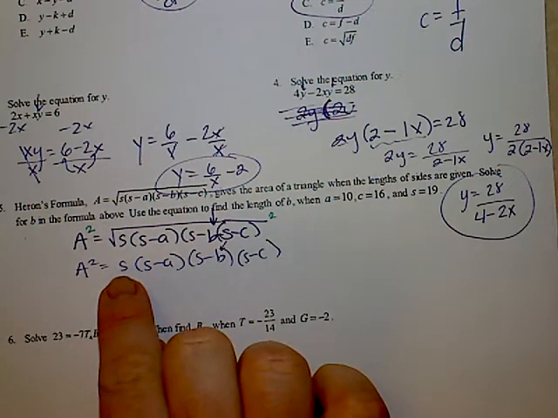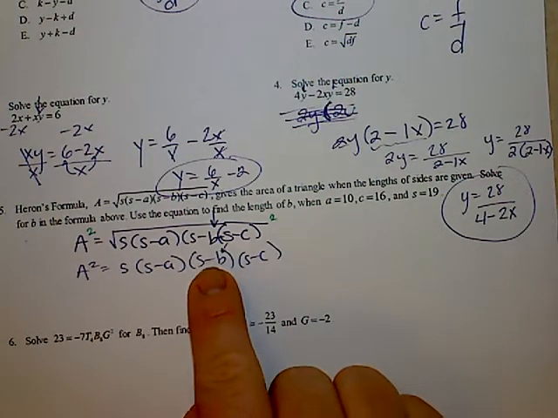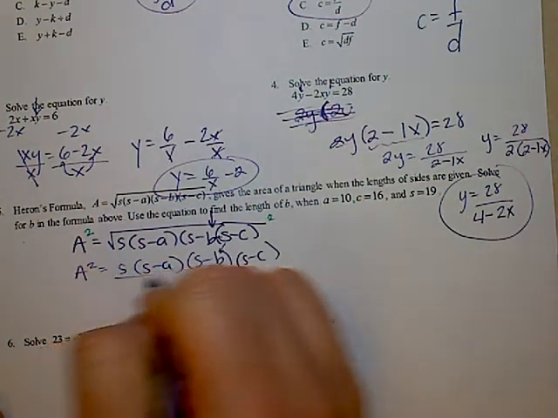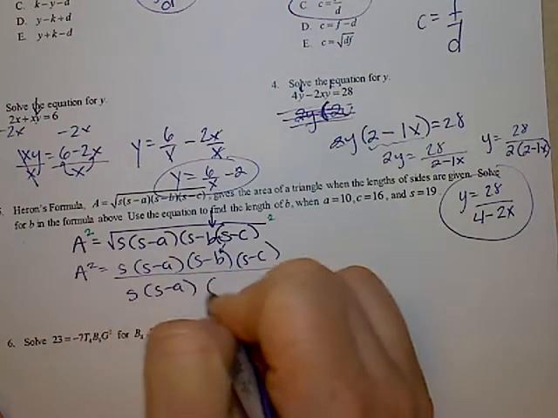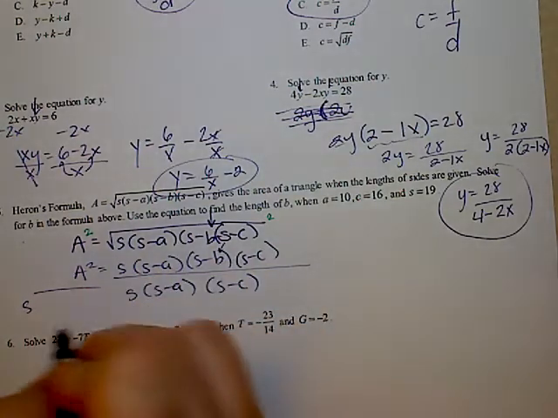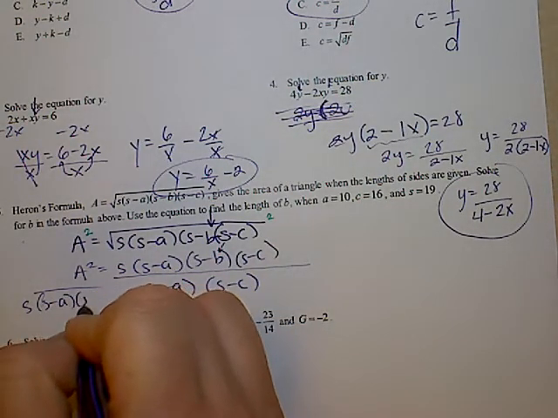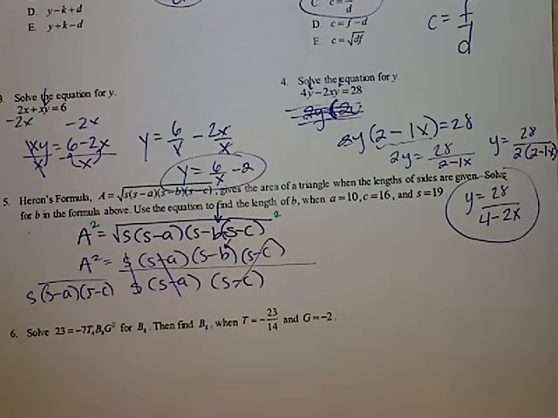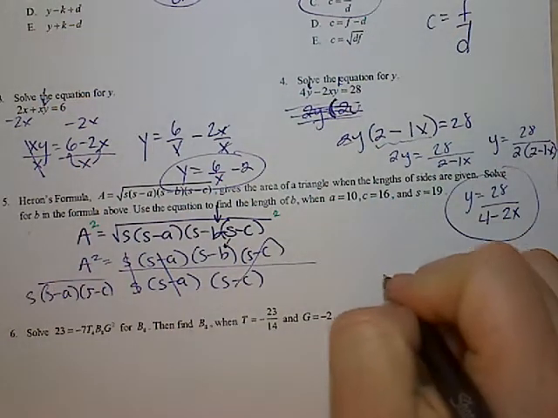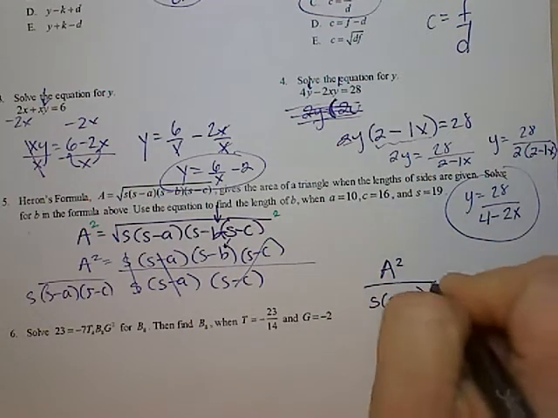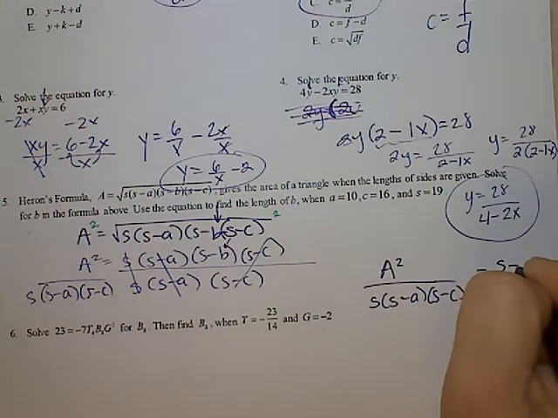I have 4 groups, 1, 2, 3, and 4. And I want to get this group by itself. The other 3 groups are stuck with it by multiplying. And so if I divide by them, I'll be left with just s minus b. And again, we think that they just disappear, but in reality they turn into a 1 when we say they cancel out. So on the left-hand side, I have A squared over s times s minus a times s minus c equals s minus b.